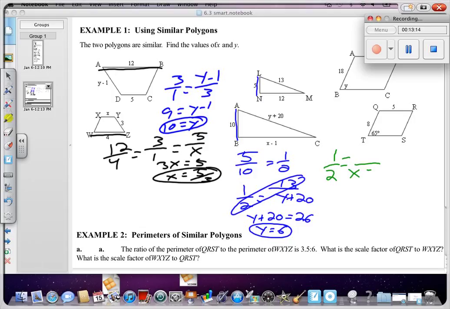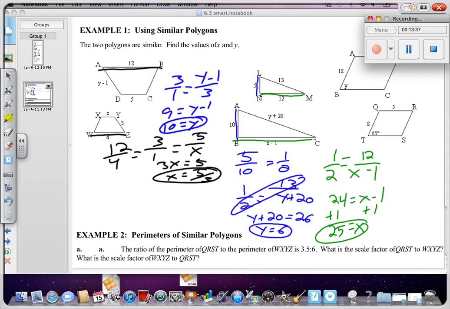What is the little part that corresponds to BC? 12. Do you guys see how it's in the same spot on the triangle, and that's why? Okay. 12 times 2 is 24 equals x minus 1. Add 1 to both sides. 25 equals x. Any questions?